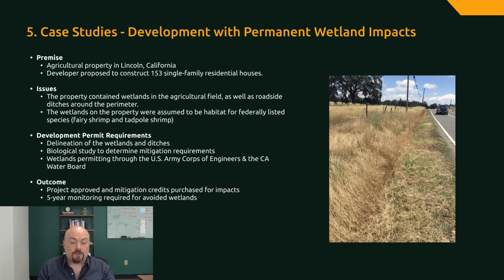Our next example involves an agricultural property in Lincoln, California. The developer proposed to construct 153 single-family residential houses. The city of Lincoln required a biological study and a wetland delineation to approve the project, which revealed that the property contained wetlands in the agricultural field, as well as roadside ditches around the perimeter.